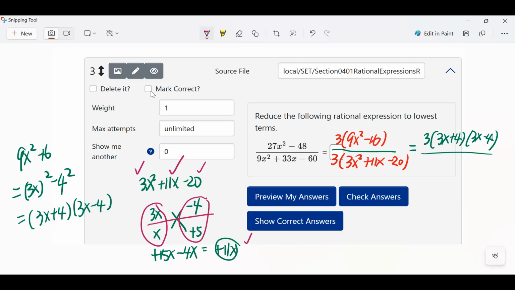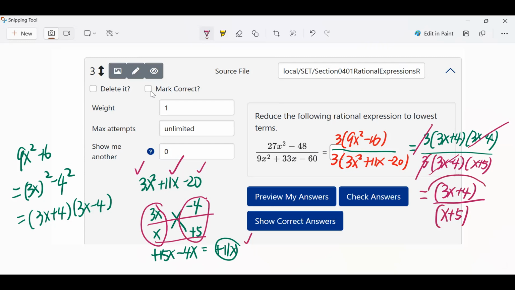So it's 3x minus 4, x plus 5. And that will be 3 times 3x minus 4, x plus 5. Okay. Then we're going to cancel this common factor, right? This is the common factor. Cancel that. Cancel the 3. The common factor. Eventually, we end up with 3x adding 4, over x plus 5. That would be the simplified answer. Okay. Yep. So that's the question we have here.